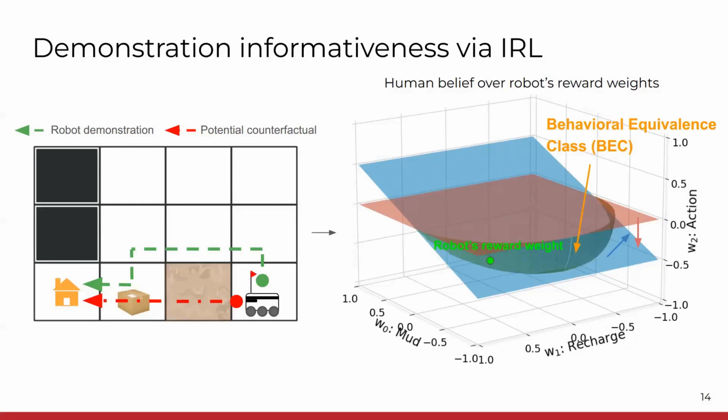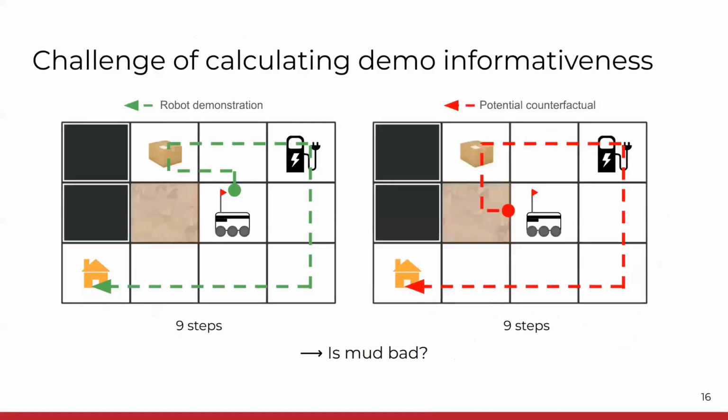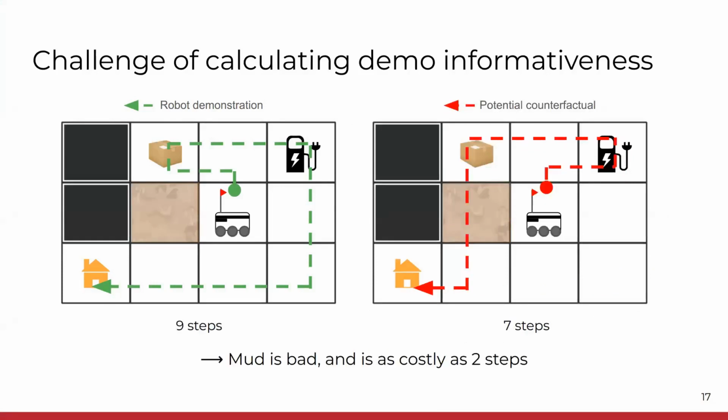Providing you with the punchline up front, we notice that potentially highly informative demonstrations were often more difficult to comprehend. Let's consider this demonstration. Upon first glance, you may think that this demonstration is fairly informative and that it shows you that it's good to pick up the package and to recharge, but that it doesn't say too much about the mud. Because it doesn't go through the mud, you know that the mud is not good, but not if the mud is explicitly bad. However, there's this other shorter path that could have been taken through the mud, but wasn't. So you should also infer that mud is not just neutral, but is instead as costly as 2 steps.